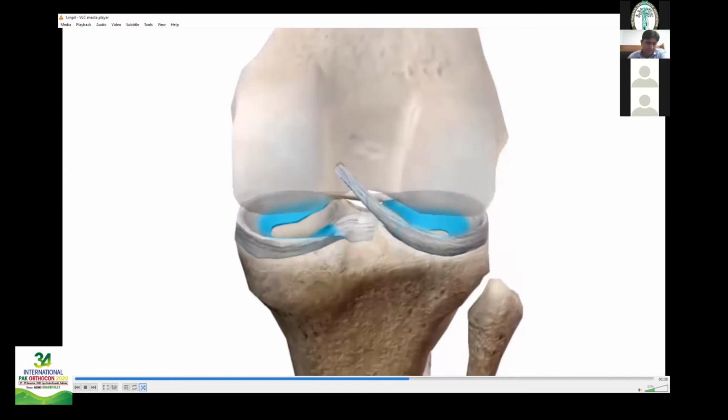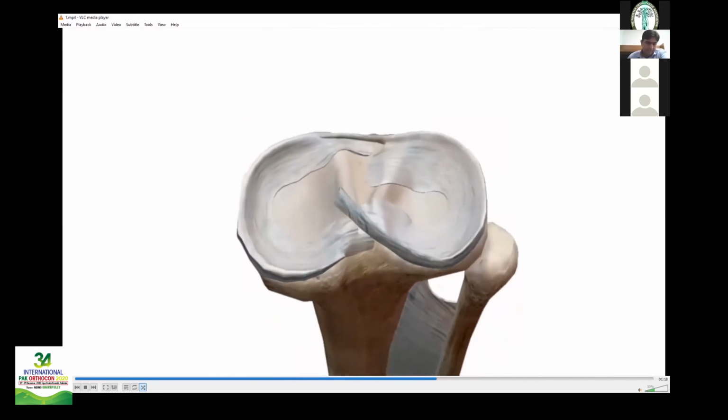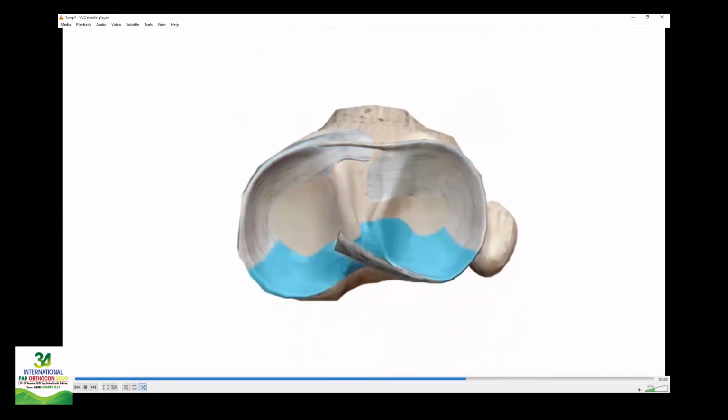Whereas the inner part of the meniscus, which you can see colored now, is an avascular zone, which is also known as the white zone. Now these parts, colored with the blue, are the anterior horn and the posterior horn, and the part in between these two is the body of the meniscus.